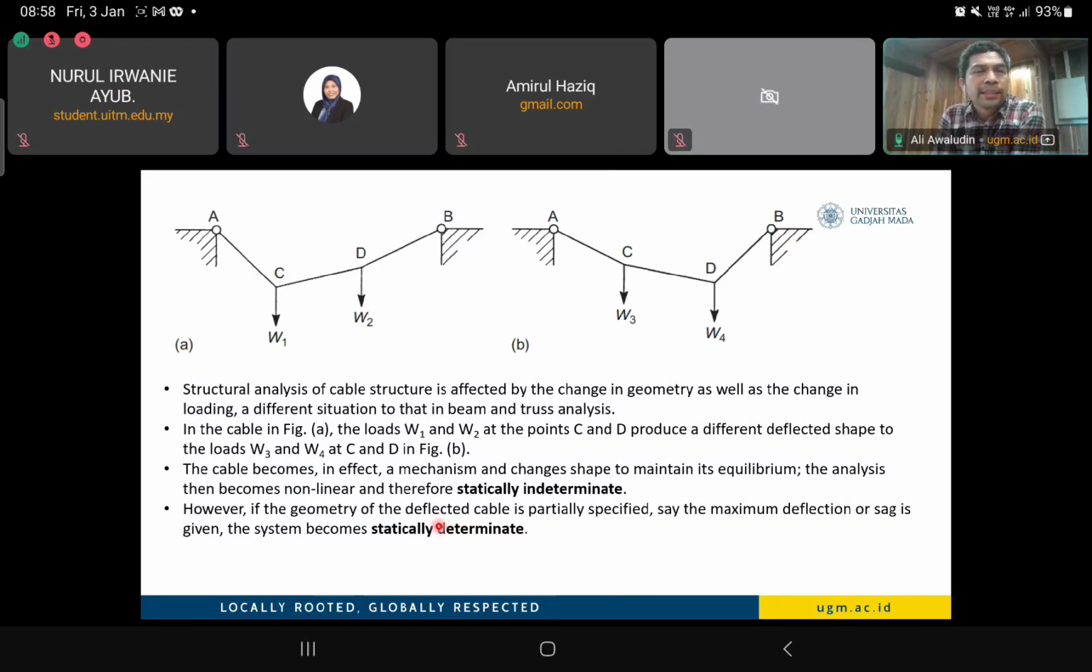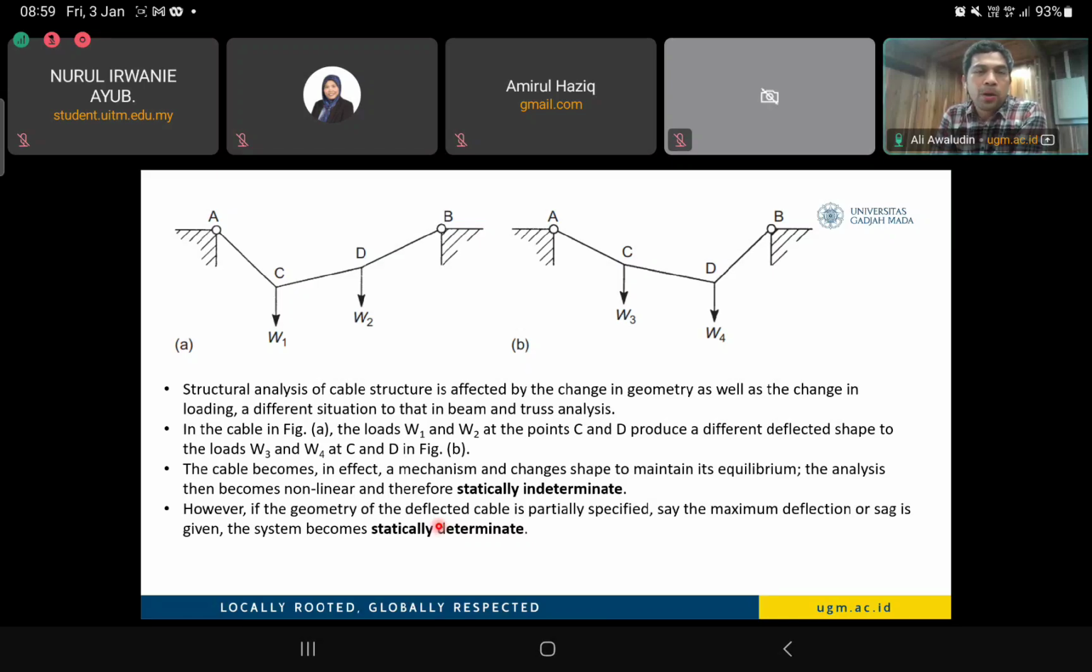Here's some example configuration of the cable ACDB, the same length actually, but we see here that the point loads W1, W2 from the A picture and also the B figure are different. By applying a different set of loading, then we have a different kind of deformation of the structure. So that's why the tension of the cable from A to C, C to D, or D to B will be affected by the configuration of the loading.